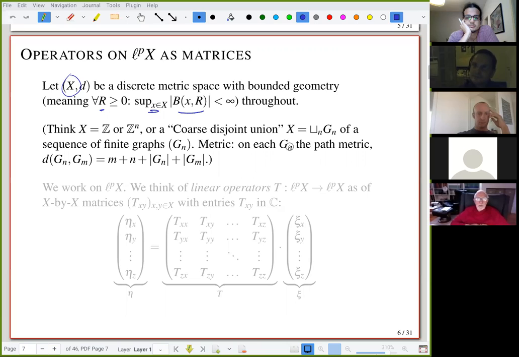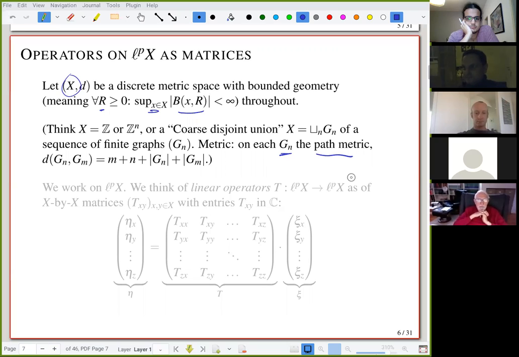So let me go through this. Let's start with a sequence of finite graphs. Let's denote them by Gn. Let's say connected, just to avoid things. On each Gn, when I say graph, I really just mean the vertex set, right? I want the discrete metric spaces. I think of vertices as my space, and I endow it with the path metric. So the shortest path, right? In a graph, the length of the shortest path between 2 points gives me a metric on the set of vertices. That's my finite space Gn.